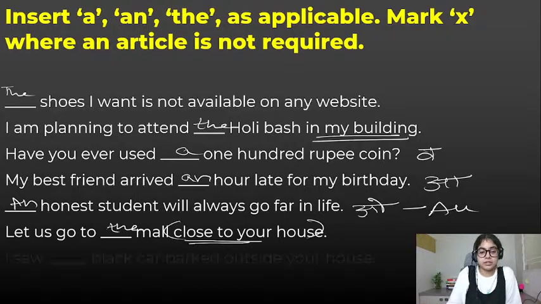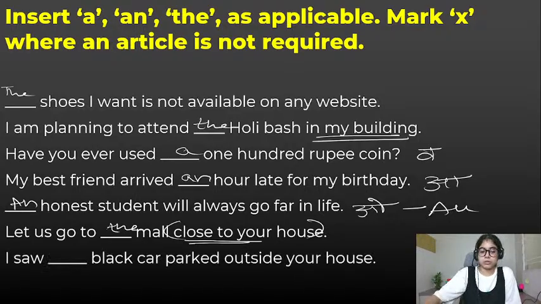Okay, this is, oh, wonderful. We skipped one. It's fine. Let us do it together. I saw dash black car parked outside your house. Now, it's not a specific one. बस मुझे तुम्हारे घर के बाहर एक काली गाड़ी दिखी. तो I saw a black car parked outside your house. Indefinite and consonant.